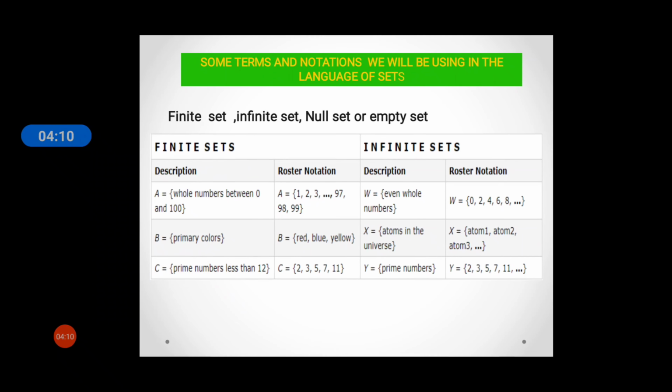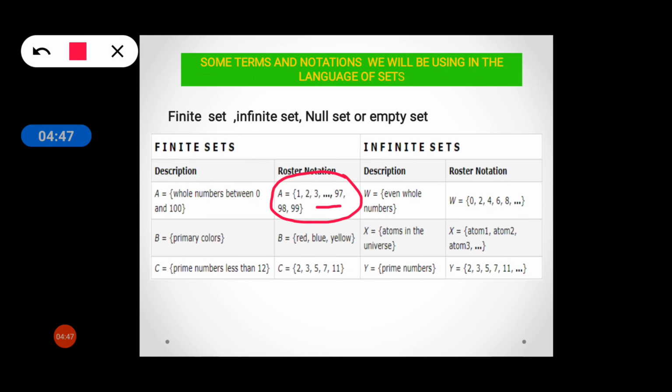We have now examples of finite set and infinite set with the description and roster notation. When we say roster notation, the elements of the set are listed. Set of whole numbers between 0 and 100: we have 1, 2, 3, and so on and so forth, until 97, 98, and 99. The three dots indicate that there are still elements present, but they are not listed anymore because there are plenty of members and it's hard for us to enumerate. These are the elements of whole numbers between 0 and 100.